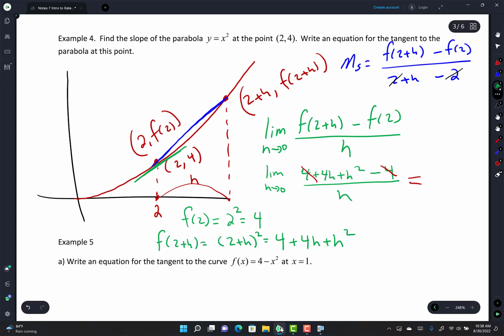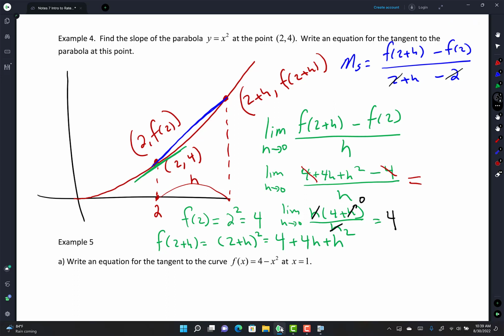So I'm going to do one more line, guys. Limit as h approaches 0. Here's my h factored out. 4 plus h over h. The h's cancel. Do you guys see that? This h here approaches 0. And what is my slope? The slope of that green tangent line is 4.